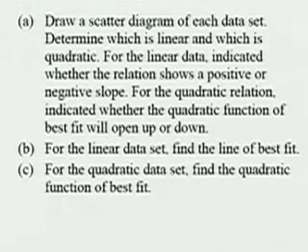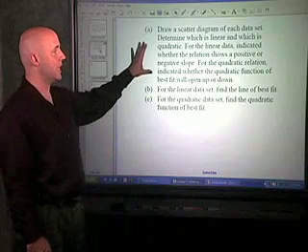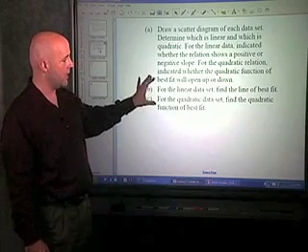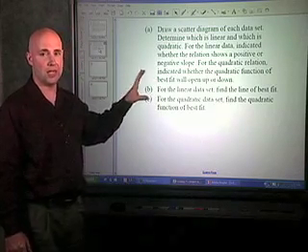For these two sets of data, we want to draw a scatter diagram of each set of data and then determine which is linear and which is quadratic. For the linear data, we also want to show whether the relation has a positive or negative slope. And for the quadratic relation, we want to tell whether the graph would open up or down. Once we've identified the linear set, we want to find the line of best fit. And once we've identified the quadratic set, we want to find the quadratic function of best fit. We're going to do our scatter diagrams and our line and quadratic function of best fit using our TI Smart View.